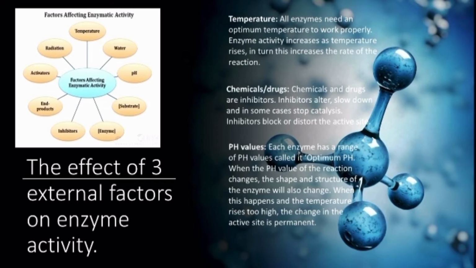Finally, we have pH values. Each enzyme has a range of pH values called optimum pH. When the pH value of the reaction changes, the shape and structure of the enzyme will also change. When this happens and the temperature rises too high, the change in the active site is permanent.